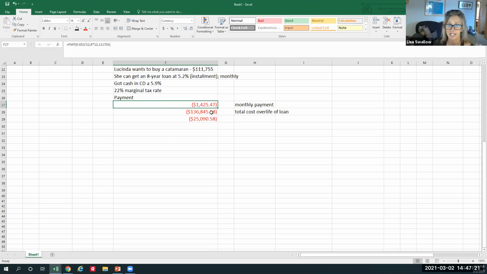So everybody get this? This is how much I'm paying over the life of the loan. Therefore, how much is interest? Well, if I'm paying $136,845 and I borrowed $111,755, the difference has got to be interest.